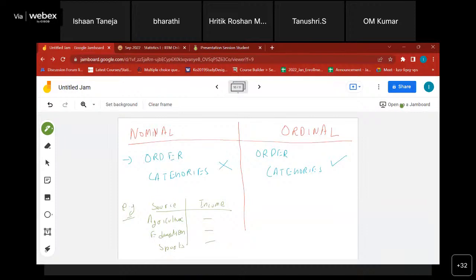So can we order these categories? Can I say that agriculture is greater than education or education is greater than agriculture? Or do I have an order among these categories? On the basis of income, we can order, but for the source, only focus on the categories. Can I order these categories? No. We cannot order. So it is nominal.